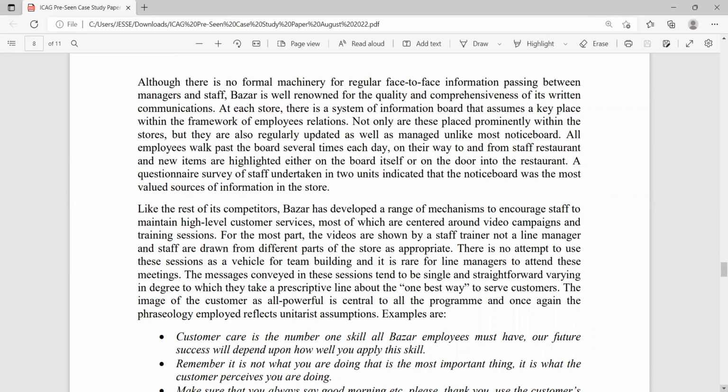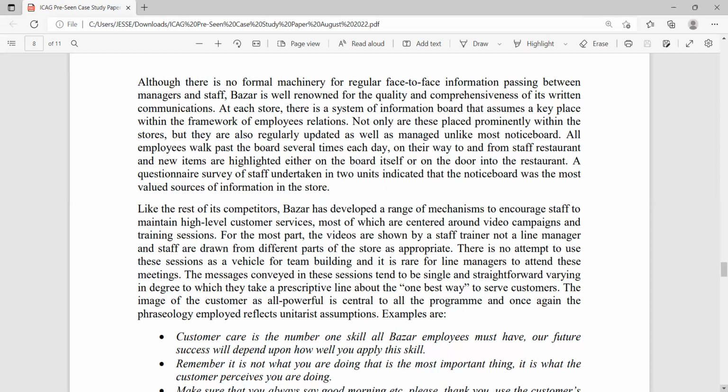So even though Bazar does not do a good job when it comes to the formal machinery of communication, there is what we call a system of information boards, which is very, very crucial. It helps Bazar Company Limited to communicate with their employees. So it's a source of written information that helps to communicate with employees. That's very, very crucial.